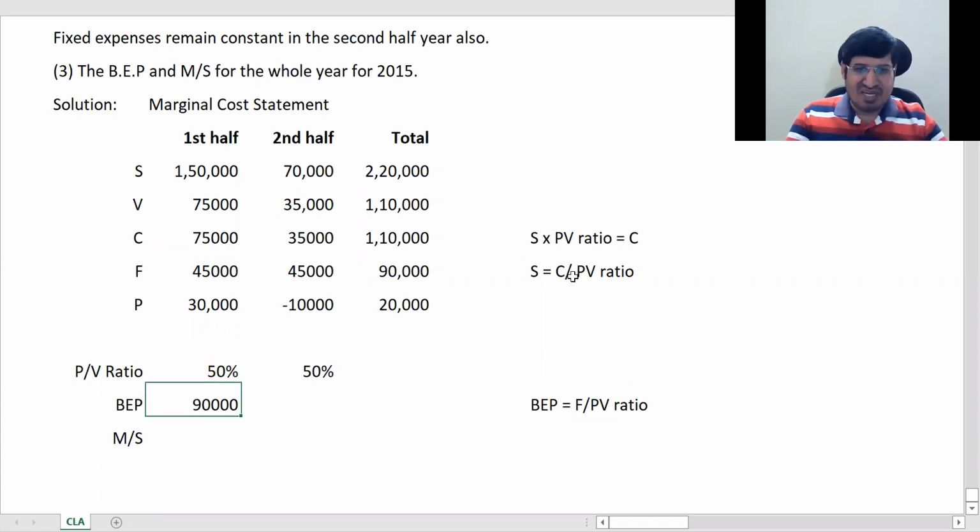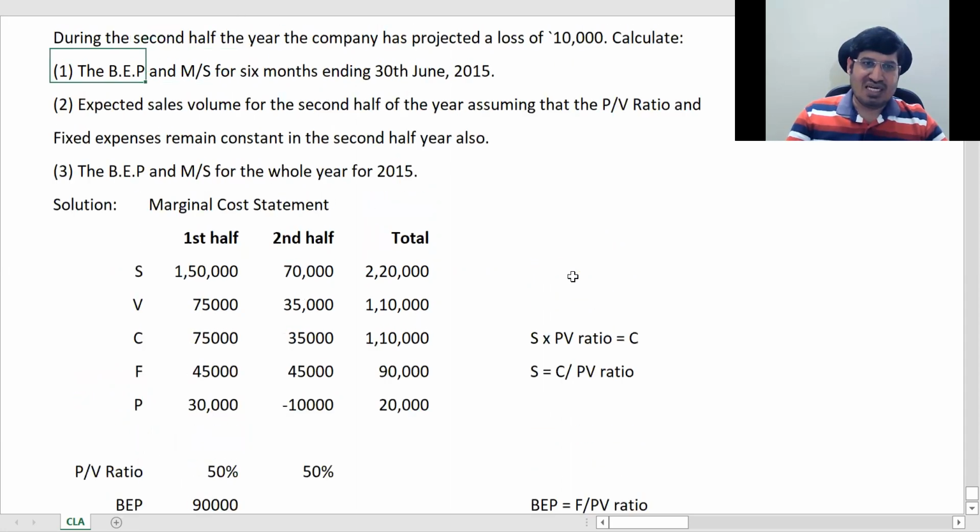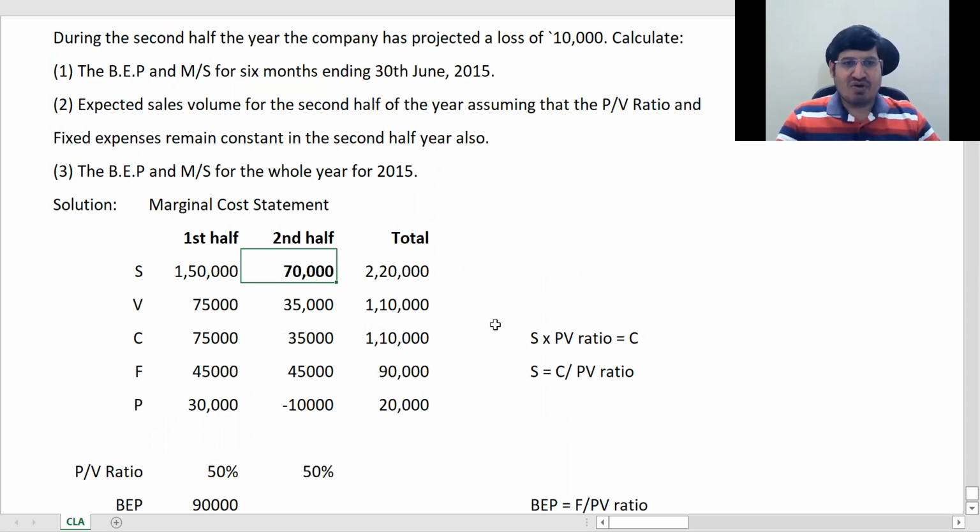And then margin of safety will be your sales minus sales at BEP, correct? This becomes 60,000. This is what they asked, right? BEP and MS. Now, in second, what have they asked? Expected sales volume for the second half of the year, assuming that PV ratio and fixed expense remain constant. So this we have already found out here, right? This is 70,000. Okay, this is already found.